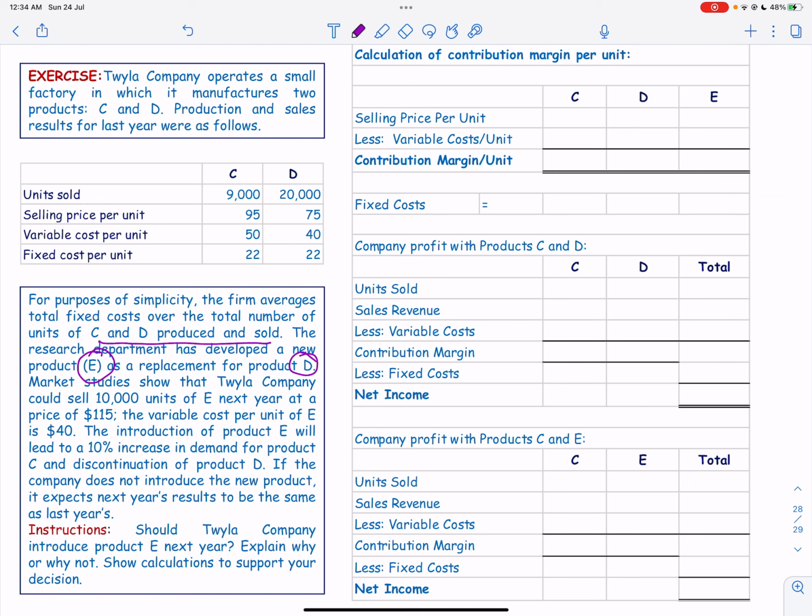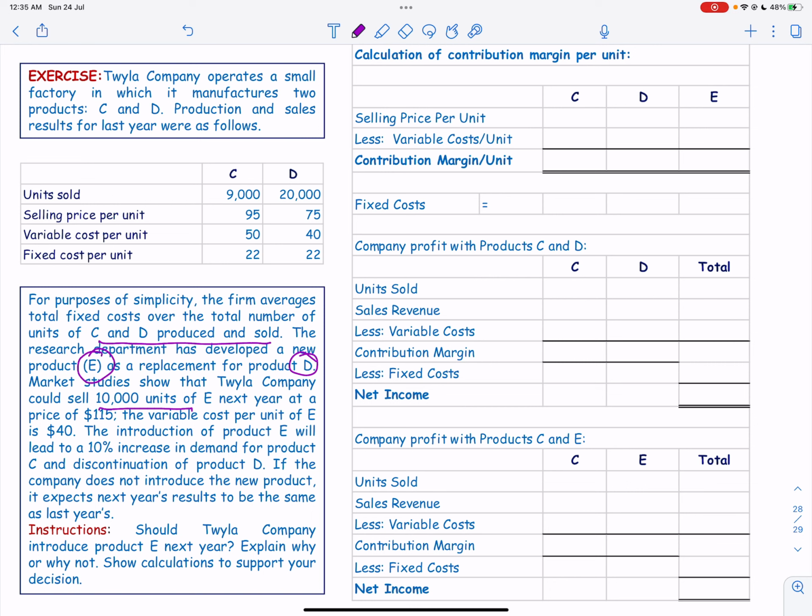Market studies show that the company could sell 10,000 units of E next year at a price of 115. The variable cost per unit of E is 40. The introduction of product E will lead to a 10% increase in demand for product C and discontinuation of product D. If the company does not introduce the new product, it expects next year's results to be the same as last year. Should the company introduce product E next year? Explain why or why not and show your calculations.